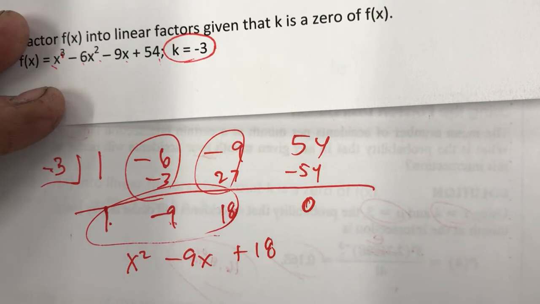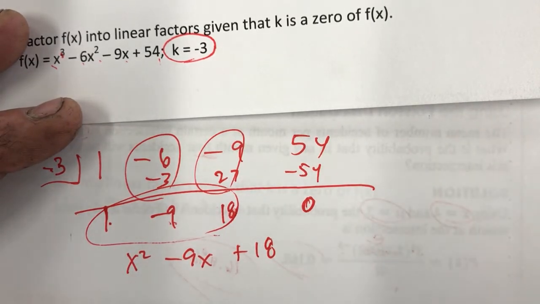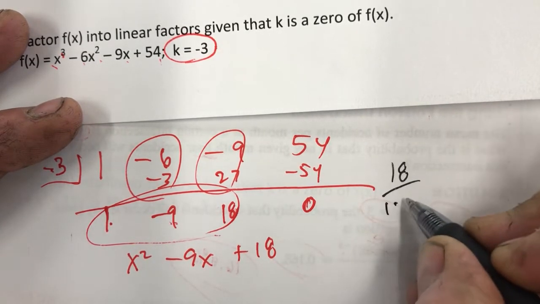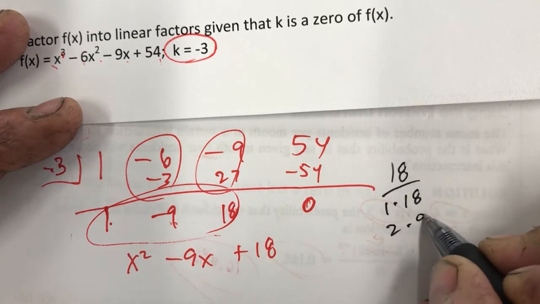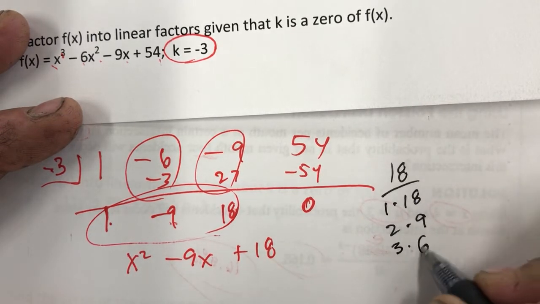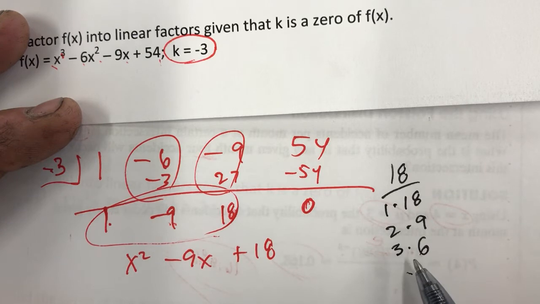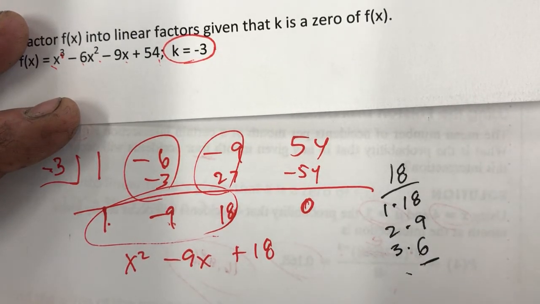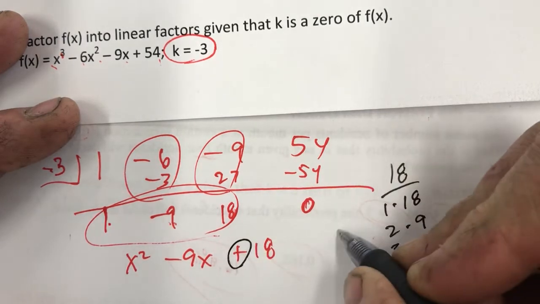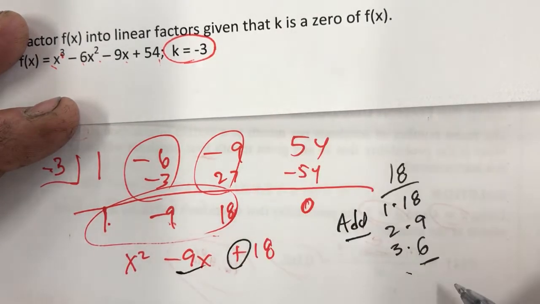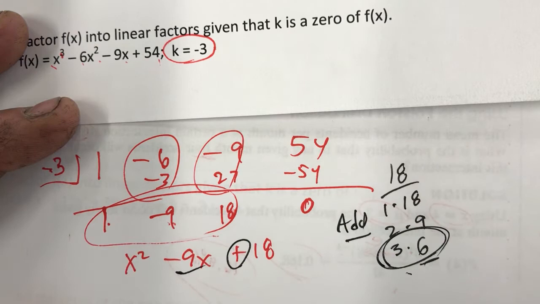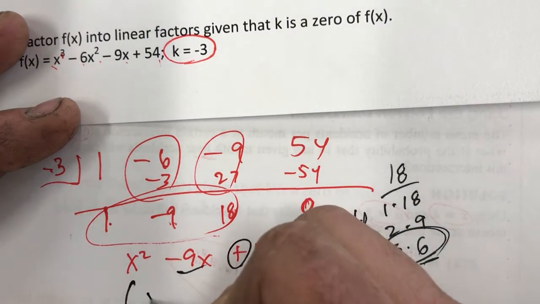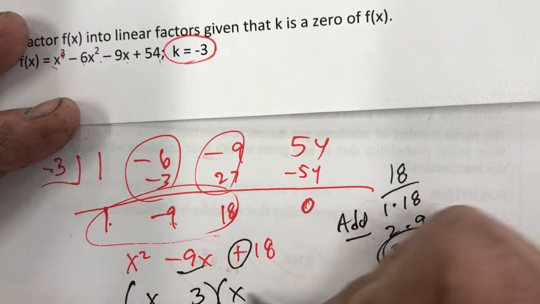And I need to factor that down. So I take my 18. 18 divided by 1 is 18. 18 divided by 2 is 9. 18 divided by 3 is 6. 18 divided by 4 is decimal. 5 is decimal, and 6 is over there. So that's all the possibilities. Now, since I have a plus here, I need to add these and get 9 right there, 3 and 6. So that means I have x and 3, x and 6.